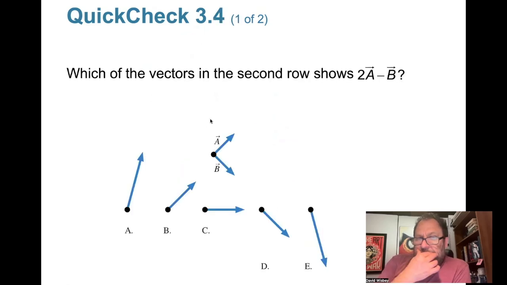Okay, we're getting close to the end. Which of the vectors in the second row shows 2a minus b? Okay, so here is a. We're going to double a. There's a, and then I'm going to draw a negative b. And then the resultant vector. This is cool because I can move my vector over here. Boom. Tip to tail.